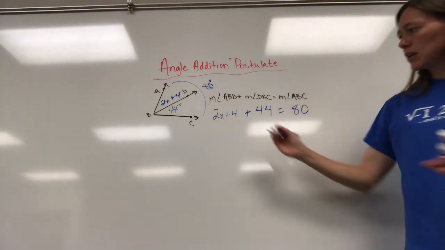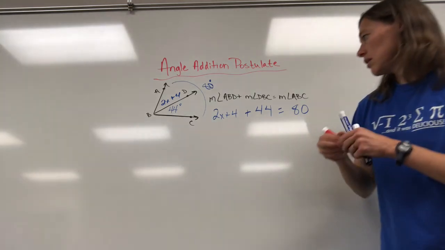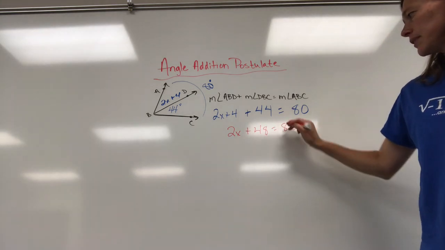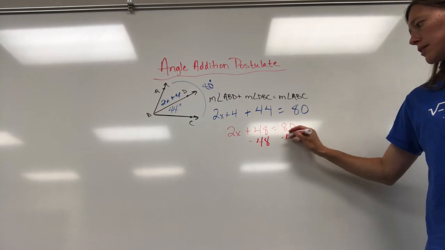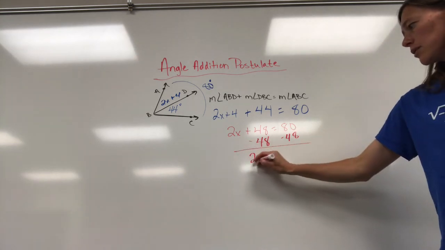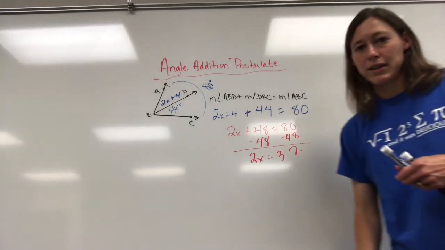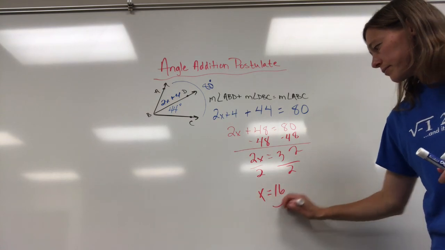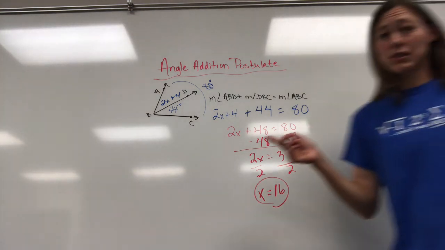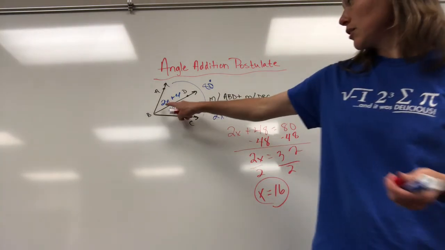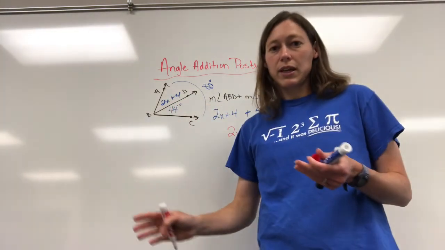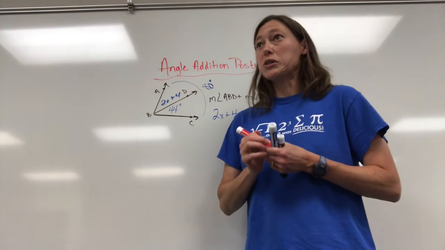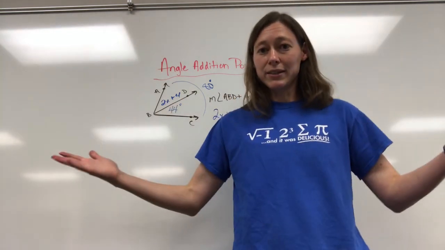Okay, and then I'm going to use my algebra skills. I'm going to combine my terms, so 2x plus 48 equals 80, and then I'm going to subtract 48, and I get 2x is equal to 32, and then divide by 2, so x is equal to 16. And then if I plug this in just to check to make sure that I'm right, if I plug in my 16 here, 2 times 16 is 32, and 32 plus 4 is 36, and 36 plus 44 does equal 80. So we did it right. Yay.